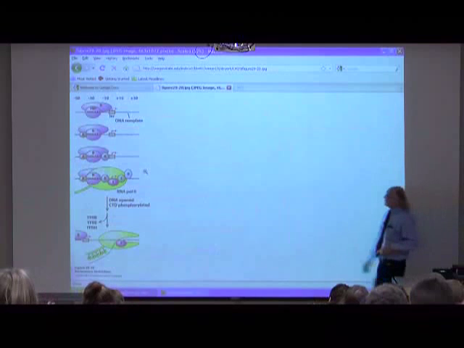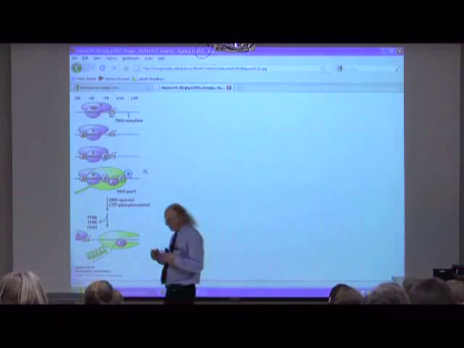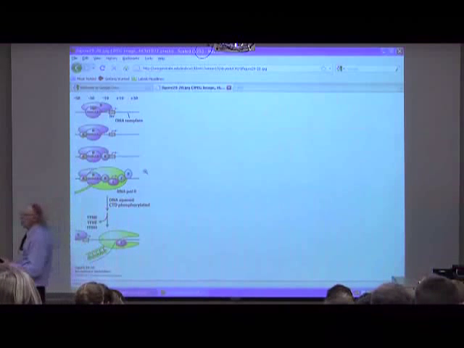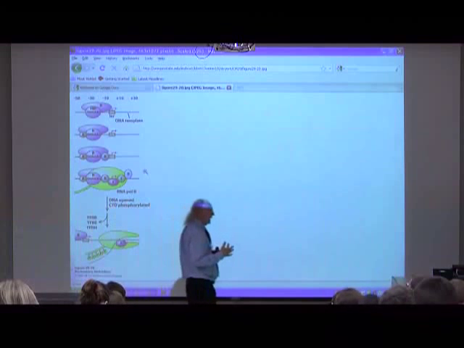Now, the sequence of events that happen in eukaryotic transcription are not something we're going to spend a lot of time on, but I do want to plant the idea in your heads that this order has to be maintained.